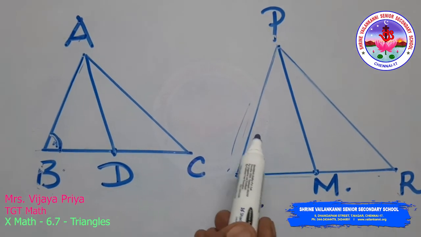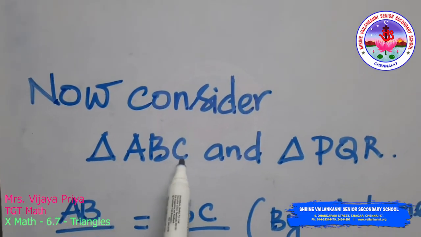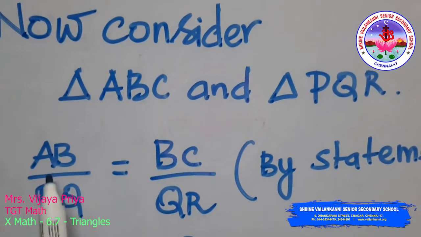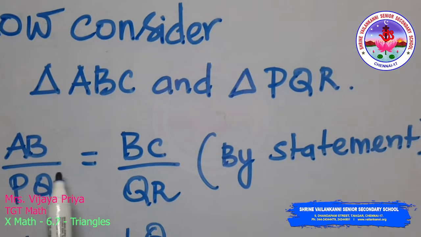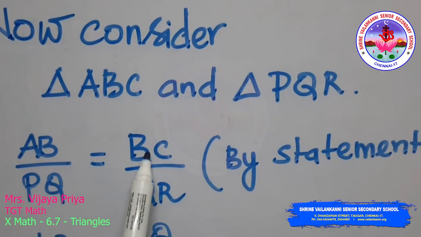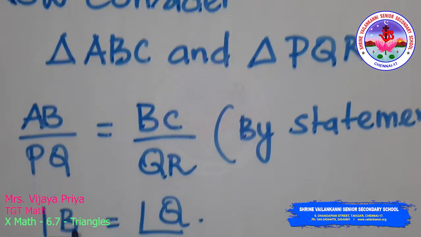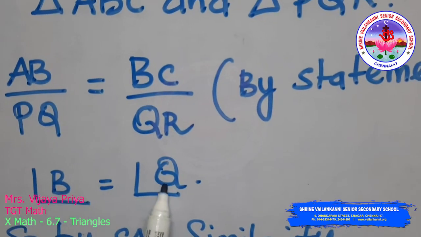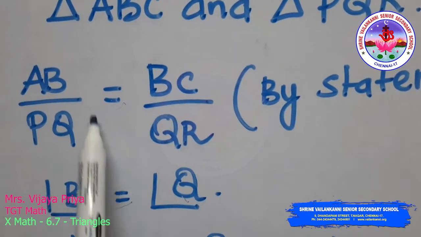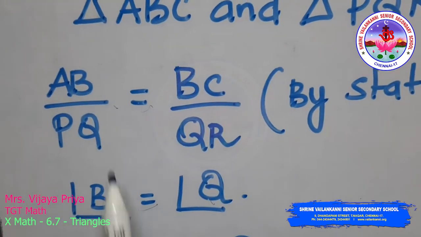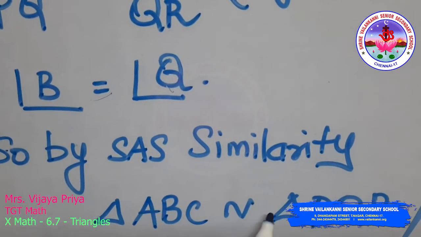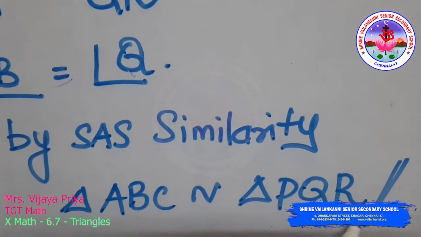Now coming to the solution. Consider triangle ABC and triangle PQR as given in the statement. The two sides of the two triangles are in proportion. So AB by PQ is equal to BC by QR, and already we proved that angle B is equal to angle Q. So two sides and one angle, and this angle is included between these sides. So by SAS similarity, triangle ABC is similar to triangle PQR, hence proved.